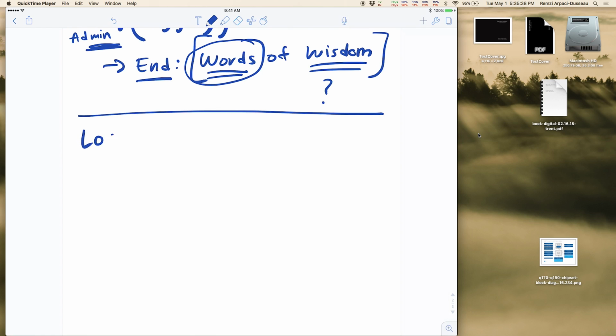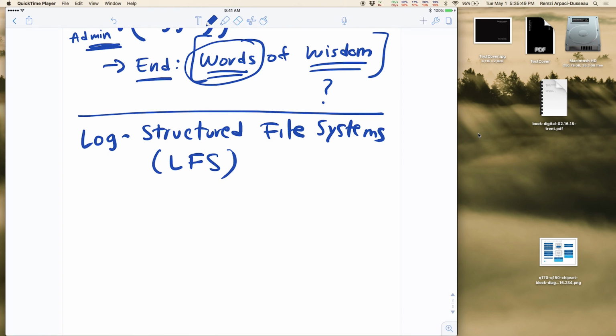So let me write that down. Log structured file systems, or a log structured file system specifically called LFS. LFS was developed actually in the time of hard drives.